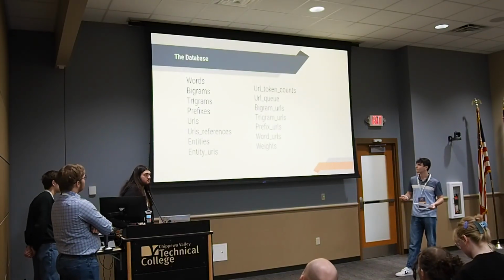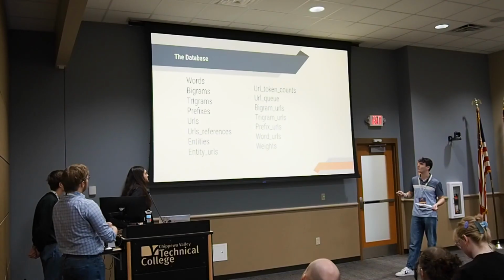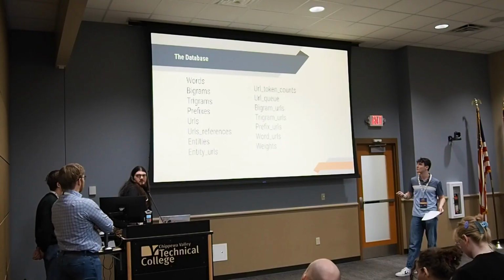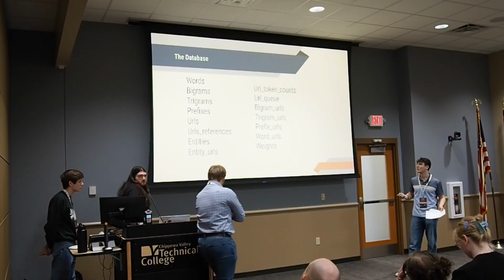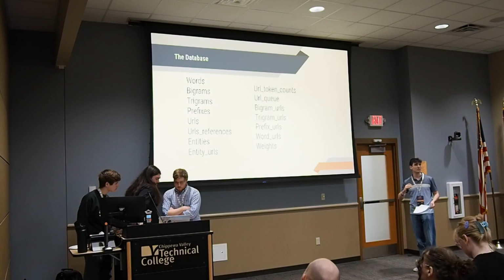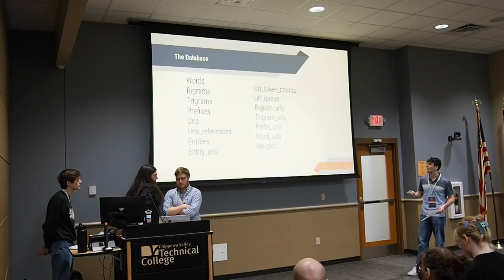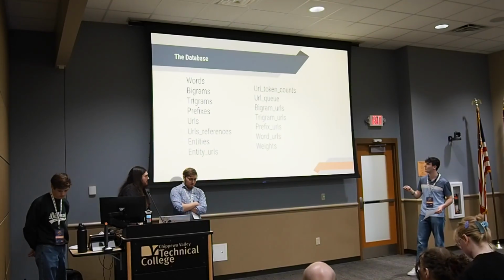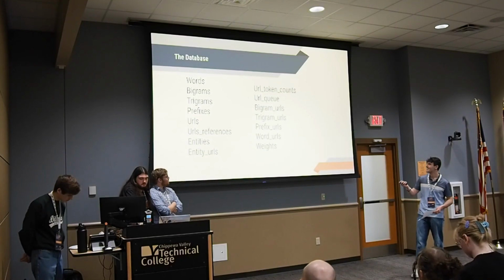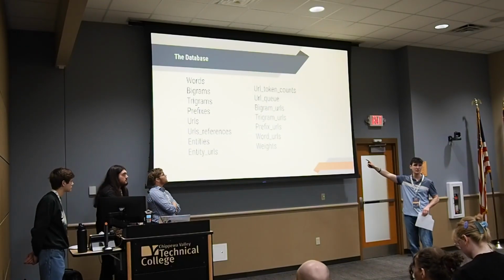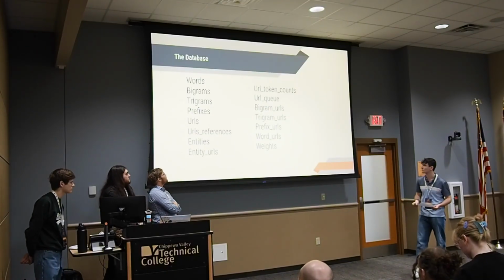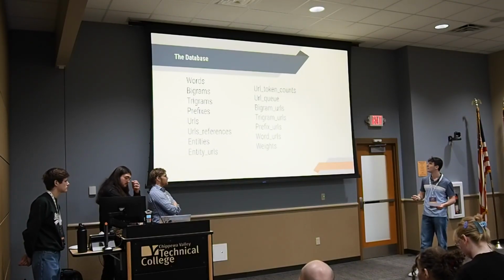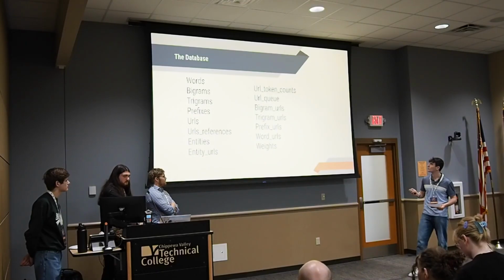The database here, these are the tables that we have in the database. So, like I said, we store the words from each site, the bigrams, the trigrams. We store the prefixes of each word, and we store the related URLs. And then we store the references, what each thing references, and then URL token counts.